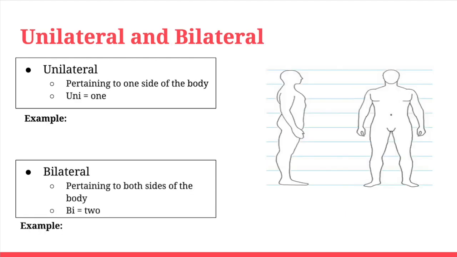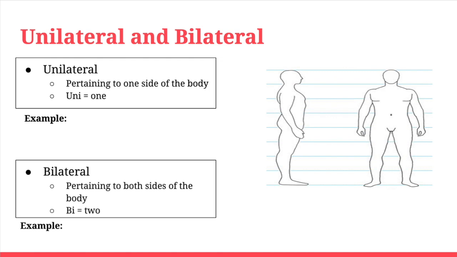Next, we have unilateral and bilateral. So those prefixes, uni means one and bi means two. So if something is unilateral, then it is pertaining to just one side of the body. And if it is pertaining to both sides of the body, it would be bilateral.